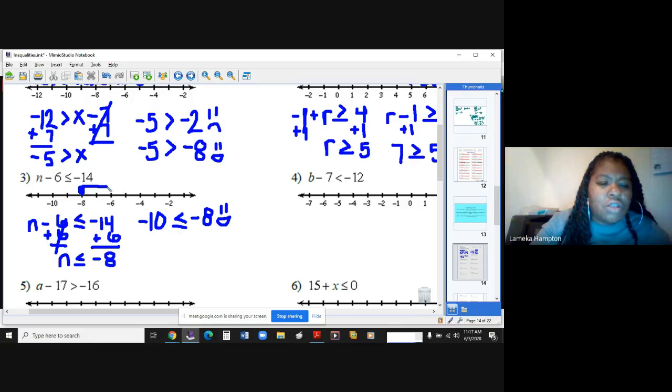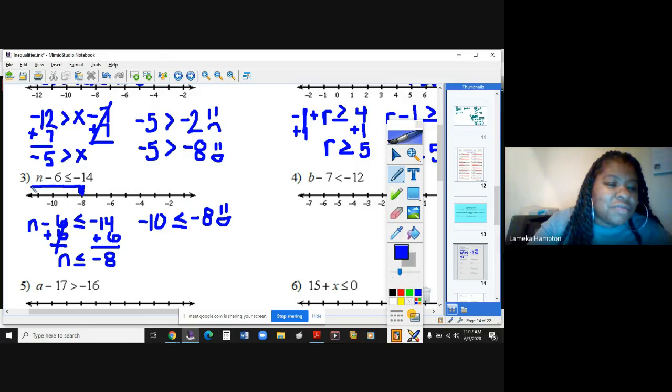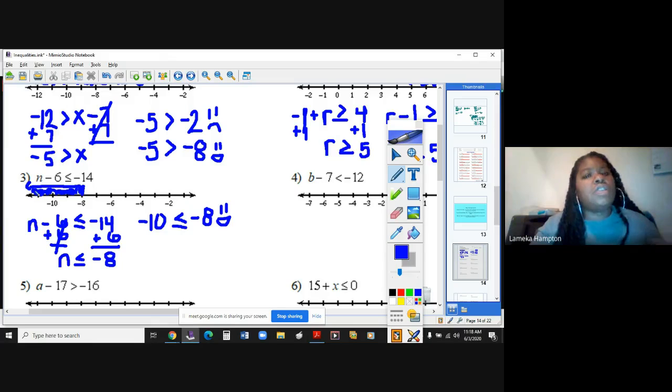So that means all of my numbers to the right. Did I do that right? Hold on. Nope, I went the wrong way. I meant to the left. Had to be to the left. All right. My bad, y'all. Y'all pray for your teacher. So any number to the left will make that true. Glad I caught that. So -9, -10, -3,000,000, negative infinity, all of those numbers to the left would make that true. Okay.